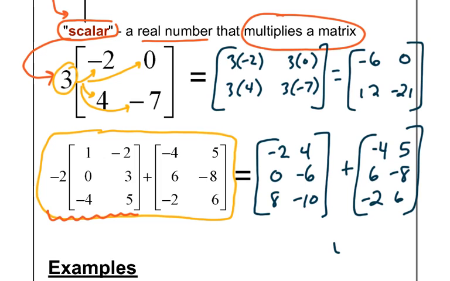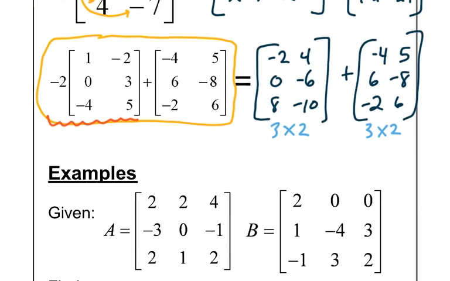All right, well, look what we're doing now. We're going to be adding them together. So we should really do that check and see, are they the same dimensions before we do this? The one on the left is a 3 by 2, 3 rows and 2 columns. And the one on the right is also a 3 by 2. So can we add them? Yes, we can. Let's do it. Now, we're running out of room here, but we can do it. Let's take every corresponding entry and just add together. So -2 and -4, 4 and 5, 0 and 6, -6 and -8, 8 and -2, and -10 and 6. That is the final answer to this question.